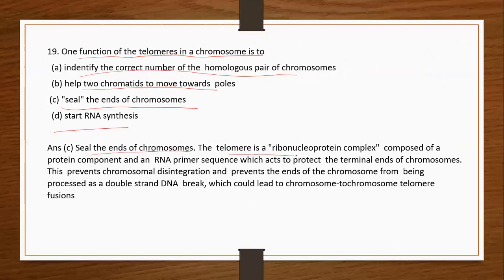The telomere is a ribonucleoprotein complex, composed of a protein component and an RNA primer sequence, and this acts to protect the terminal ends of the chromosome. Now, this prevents chromosomal disintegration, and it also prevents the end of the chromosome from being processed as a double-stranded DNA break, which would lead to chromosome telomere fusion. So option C is the correct answer, that is, it seals the ends of the chromosome.